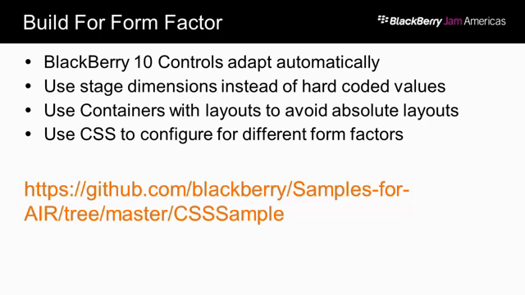So use stage dimensions instead of hard-coded values. Query stage.width, stage.height. Don't put 720 by 720 when you're laying things out or giving things a size. And we have a container class and 3 different layouts inside of the SDK that will allow you to have your content reflow based on its dimensions. And if you can use these, you can get away with not using absolute values. So if you're constantly setting hard-coded X and Y values, then you're going to probably have to redo that for all the different devices, and that gets to be a lot of work.